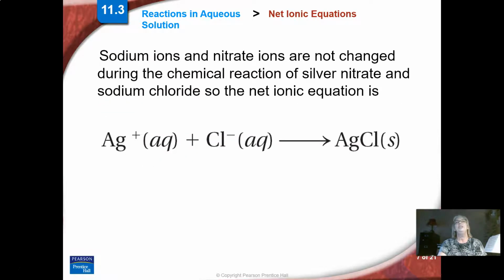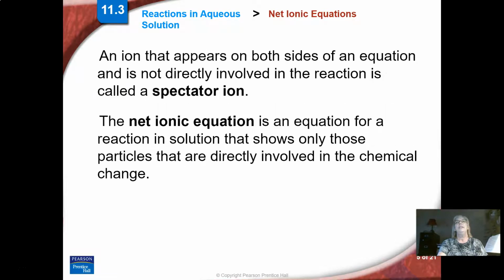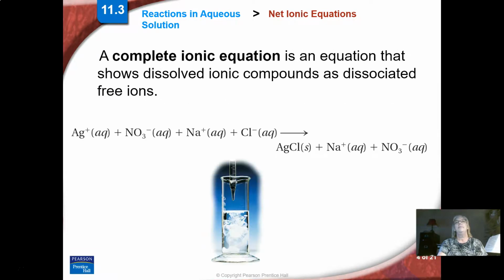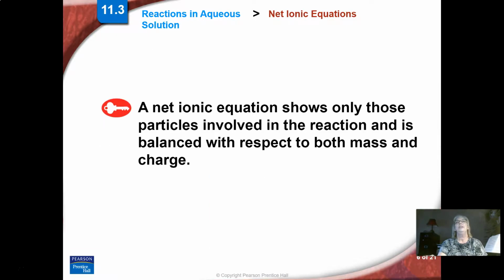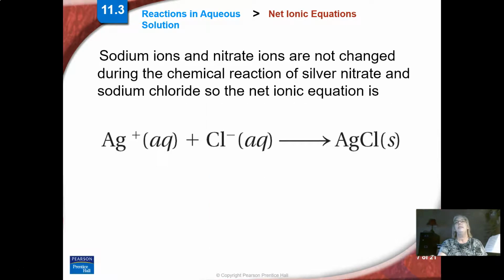So right here is the net ionic of what we were just talking about, of the silver and the chlorine coming together to make silver chloride solid. So this is called the net ionic equation. This one here is the complete ionic, so showing everything in the beaker. This one is just showing the ones that are making the silver chloride. So we have to be able to write both. You have to get good at that.